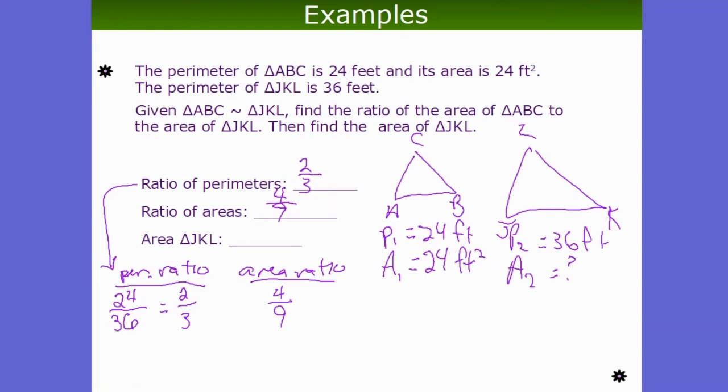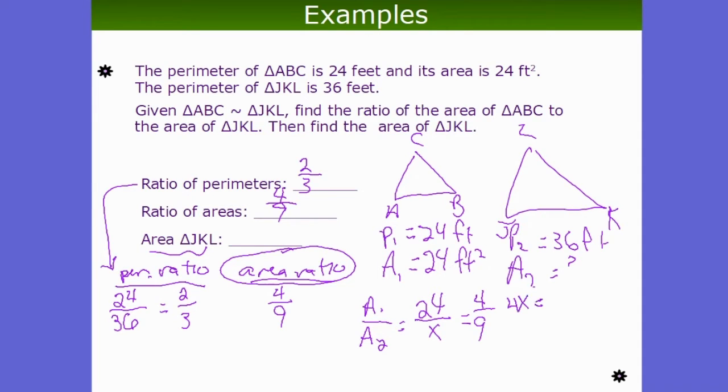And then I'm going to use that ratio to set up a proportion with areas. So I want A1 to A2. That's the ratio I want. So that A1 is 24. A2 is the thing I don't know. And because I'm working with areas, I'm going to use this area ratio. So that is in the ratio of 4 to 9. And then you just solve this proportion by using a cross product. So 4 times x will equal 9 times 24. And okay, so I can divide both sides by 4. I'm going to get this x, which is my area 2, to be 54 square feet.